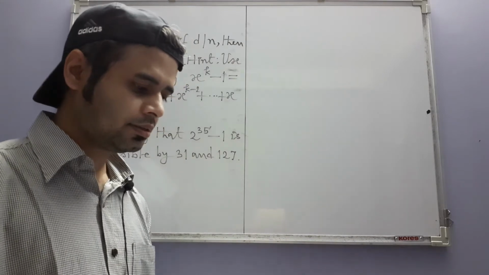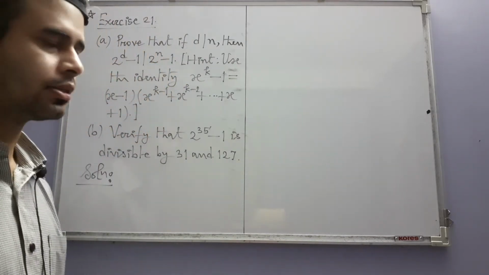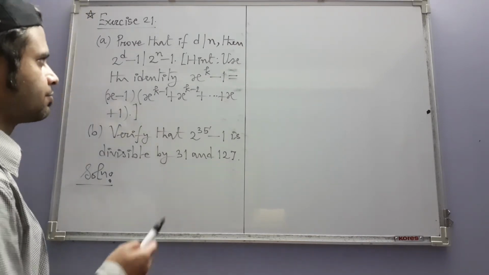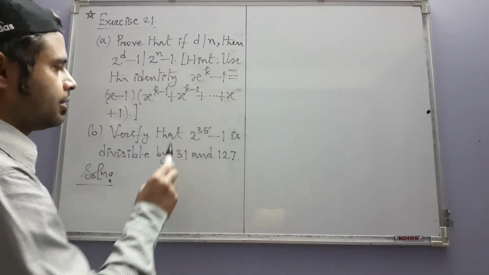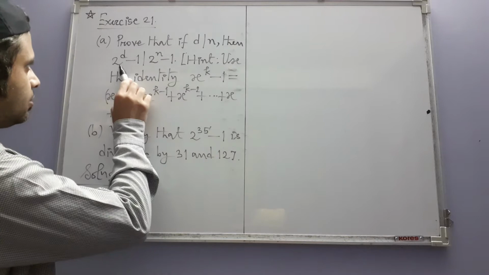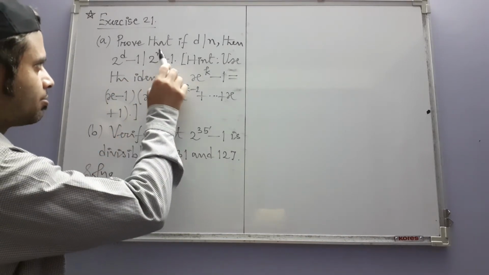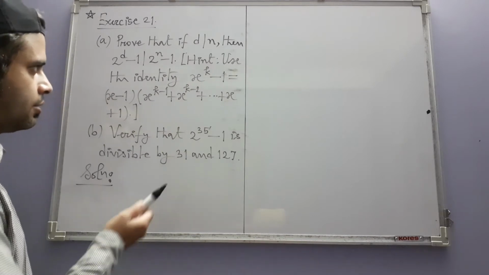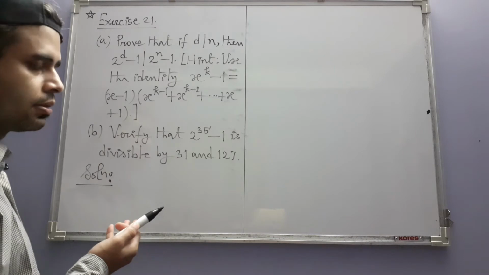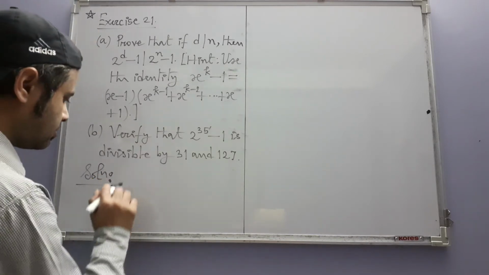So we have been solving problems on divisibility, and this is the next exercise. Here two integers are given, positive integers of course, d and n, such that d divides n. Then we have to prove that 2 to the dth power minus 1 divides 2 to the power n minus 1. And a hint is given. In fact, the hint tells us exactly what we want to do. So let us see the solution.